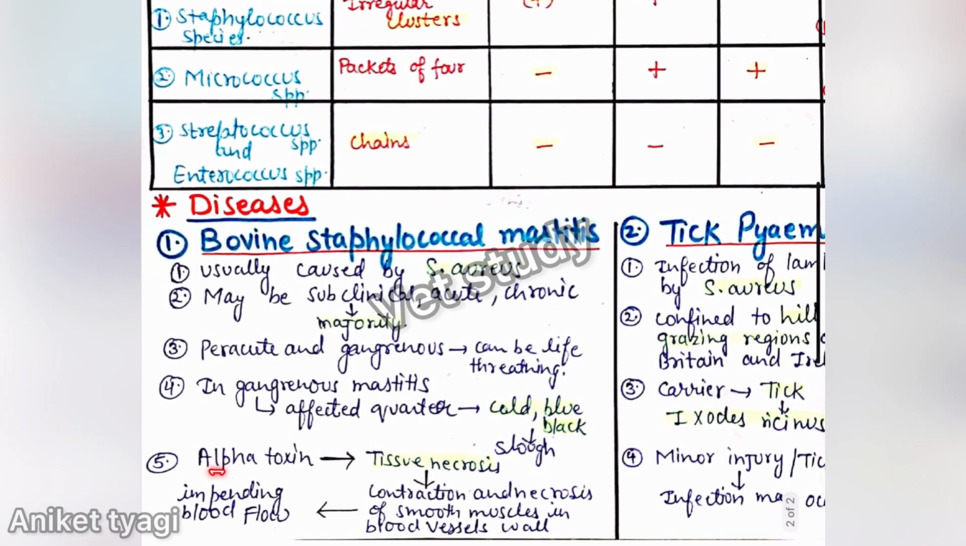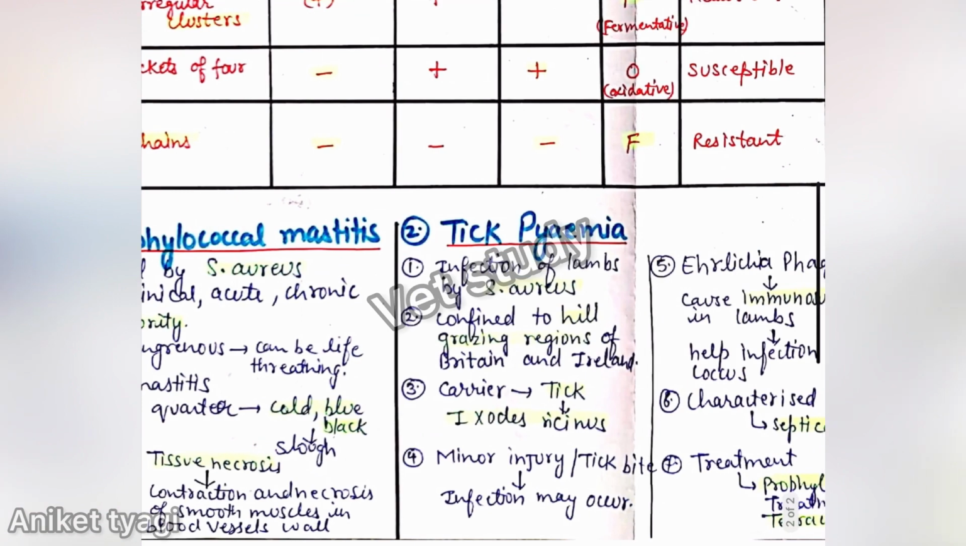There will be the alpha toxin, and this alpha toxin produces tissue necrosis. It also produces contraction and necrosis of the smooth muscles, and this will impede the blood flow. Due to this impeded blood flow, there will be a cold and blue-black color, and there will be sloughing of the organ. This sloughing is the detachment of that organ from its natural position.